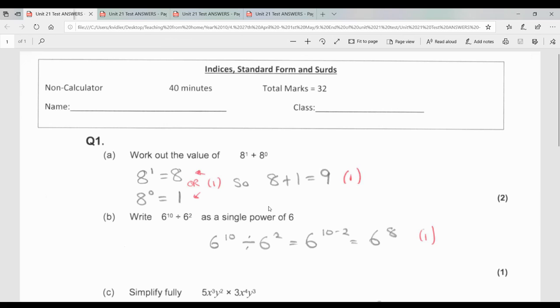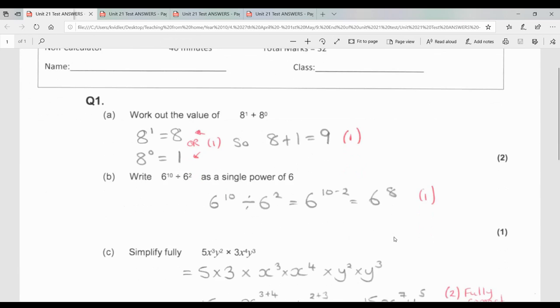So you get your first mark for either working out that 8 to the power of 1 is just itself, so 8, or 8 to the power of 0, because anything to the power of 0 is just 1. So a mark for either of them, add the two things together and you get 9 as your final mark. So you can have the 2 marks for 9, or it's a working out mark and then a second mark for the answer 9. Part B then, so it's our division rule, so we need to make sure that we are subtracting our powers. It's going to be 6 to the power of 10 take 2, giving us 6 to the power of 8 for 1 mark there.